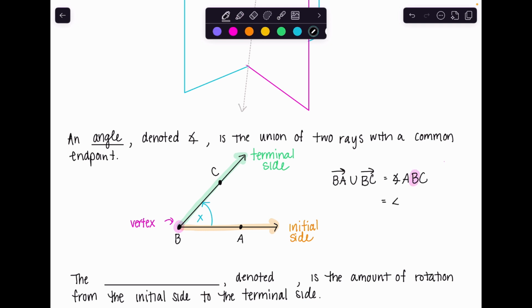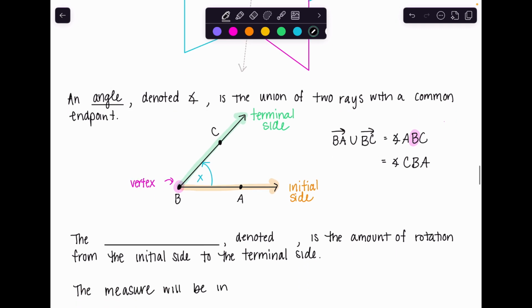However, you can also label this the other way. You can start at C, head to B, and then head to A. Either one of these is a perfectly fine way to describe that angle. But again, that vertex has to go in the middle.